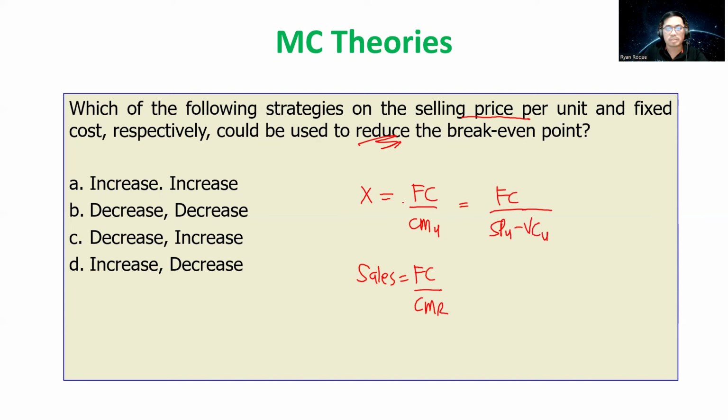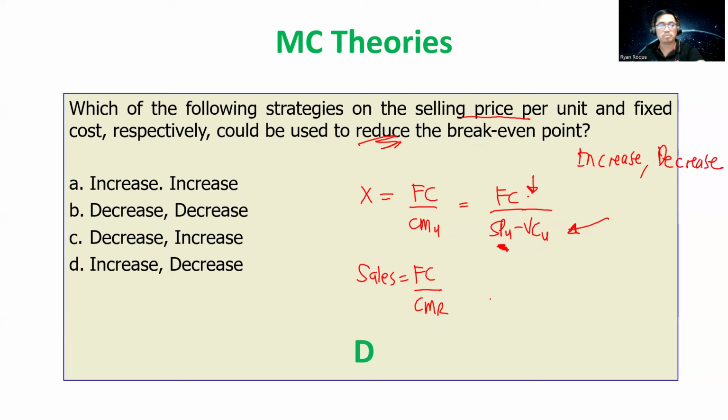So to reduce the break-even point, you must increase the denominator. And for the denominator to increase, you have to increase your selling price per unit. So the answer for the first one is increase the SPU. So what will you do with the fixed cost to reduce the break-even point? Obviously, if you want the answer to be reduced, you have to reduce also the fixed cost. So the answer now is increase the SPU and decrease the fixed cost. So the answer here is letter D, increase, decrease.